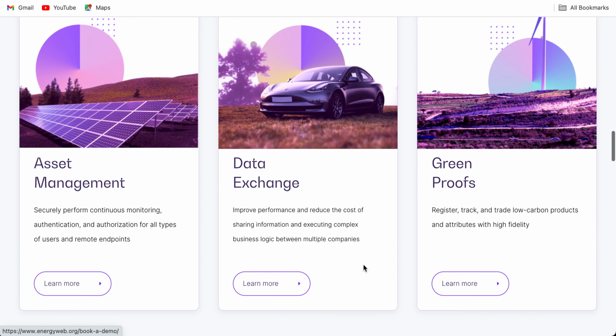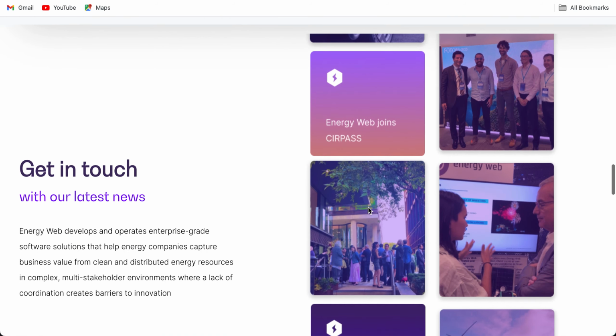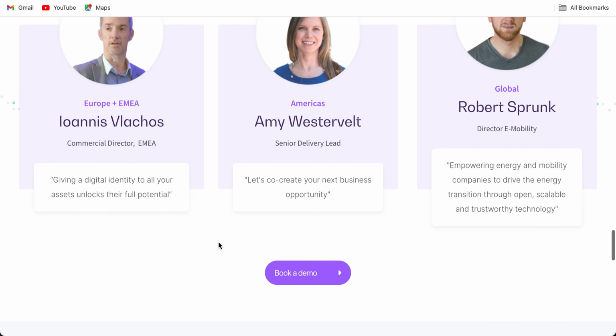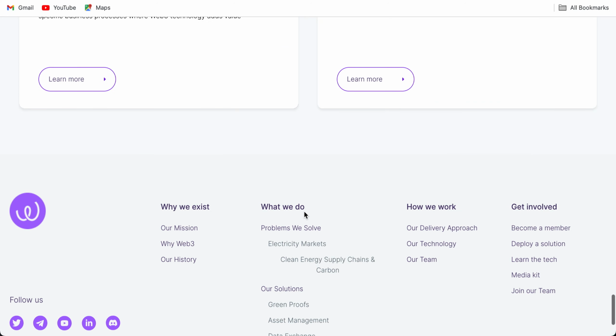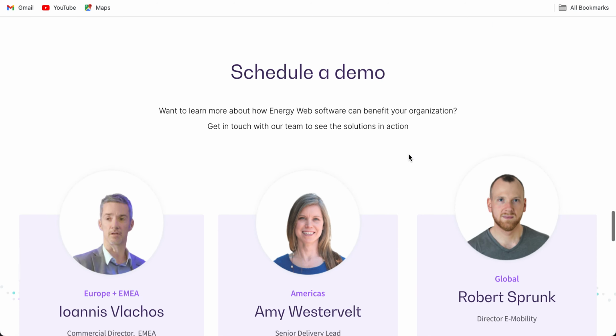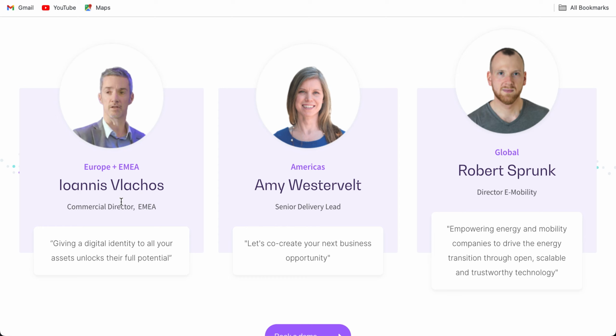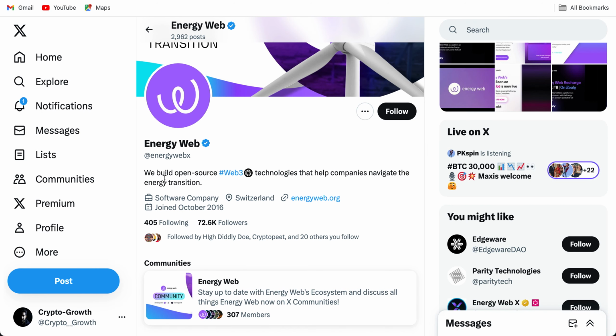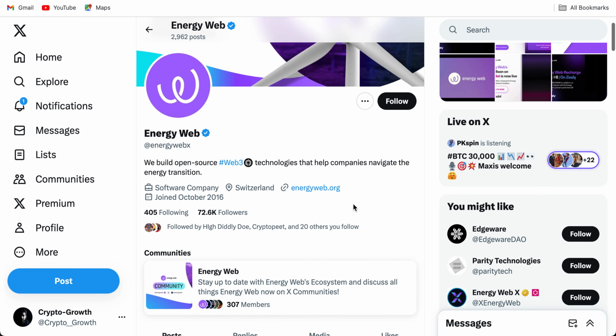So yeah, find your solutions: asset management, data exchange, green proofs. Get in touch with our latest news. Schedule a demo. Yes, they've got a good team that are also experienced in the energy sector as well. Europe, MEA, Ionis Vlachos, Amy Westervelt, Robert Sprunk, Director E-Mobility. They've got a good Twitter handle as well, 72.6K followers. We build open source Web3 technologies that help companies navigate the energy transition.